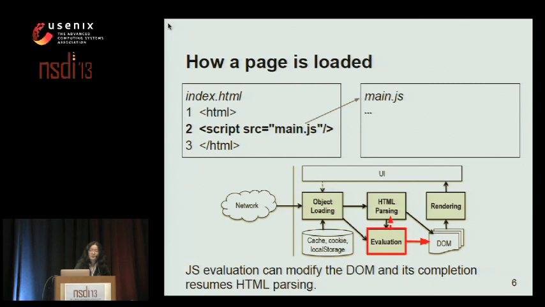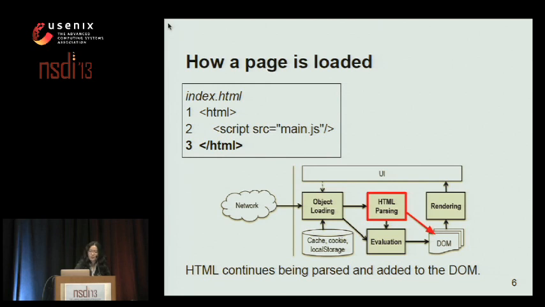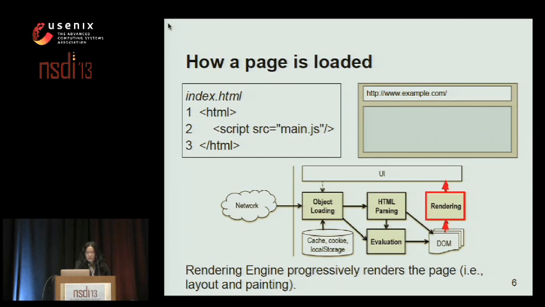Because both HTML parsing and JavaScript evaluation can modify the DOM, they cannot happen in parallel. So what actually happens is that the JavaScript evaluation stops HTML parsing, and after it is finished, it resumes HTML parsing. Now HTML continues being parsed and added to the DOM. And at last, the rendering engine progressively renders the page, which includes both layout and painting.